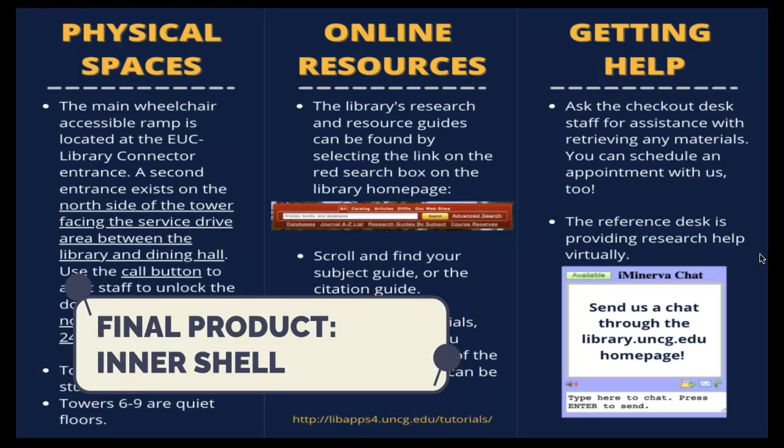And then the inner shell. The physical spaces section has information about the wheelchair ramp, because I've gotten questions about that, as well as which floors are group floors and which are quiet floors. For the online resources, I just tried to quickly highlight where you can find the research and resource guides, as well as the citation guides. This little box cuts it off, but I have a section at the bottom about the tutorials, so people can access those for researching in various stages or different parts of it.